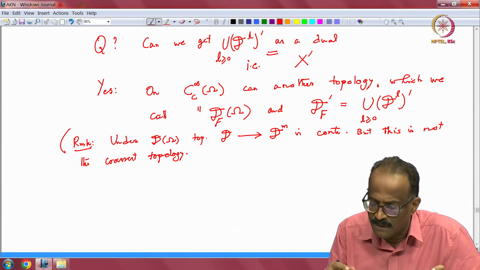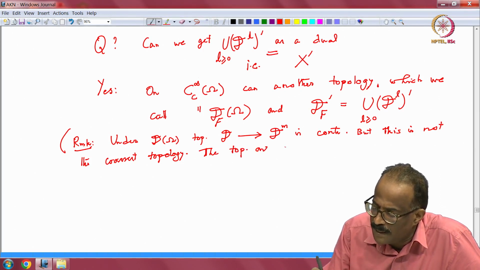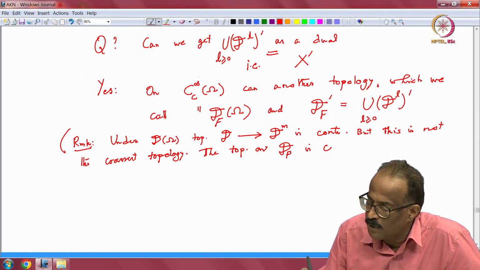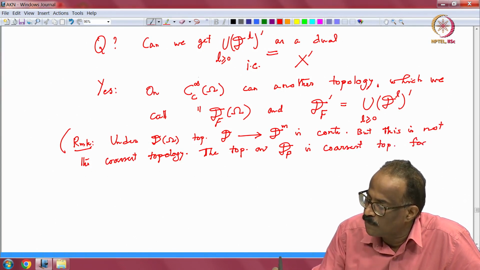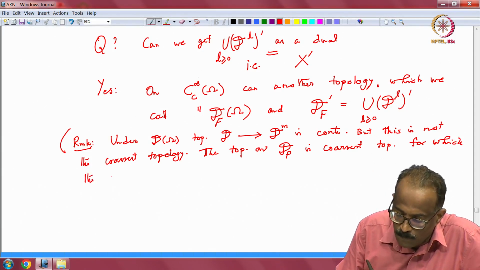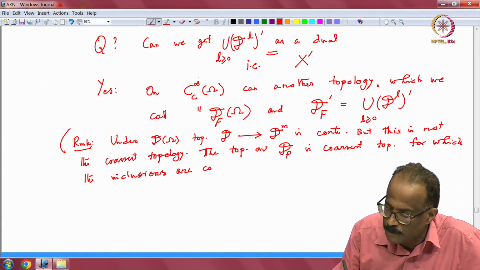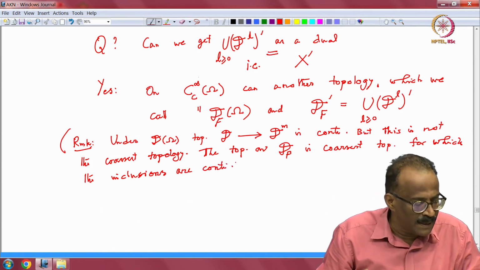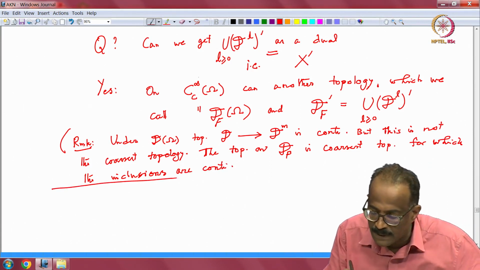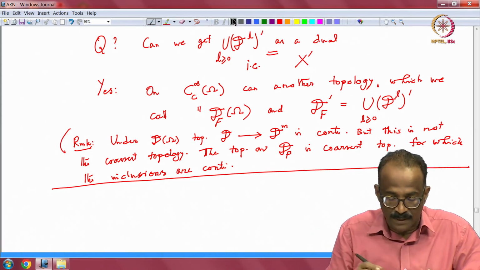So, define the D_F topology on D_F of omega as the closest topology for which the above inclusions are continuous. So, all these discussions, let me consolidate together in terms of the inclusions.